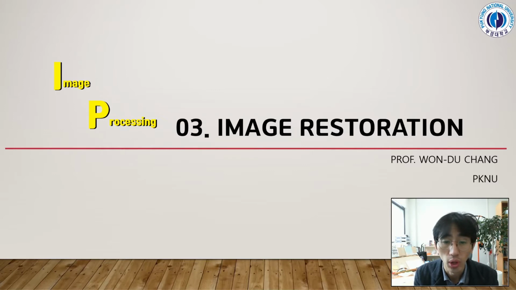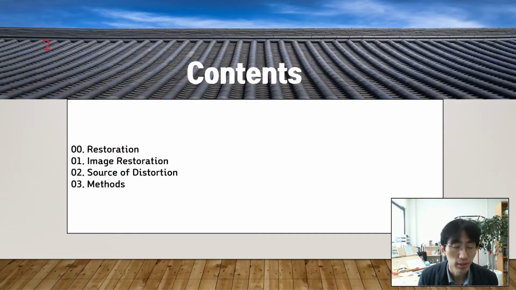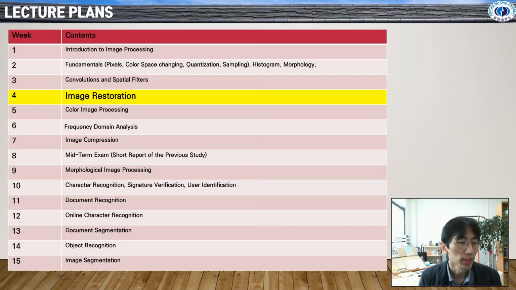Today, we are going to talk about image restoration. This is today's content, what we are going to talk about. We are here, and we have many things left to study.